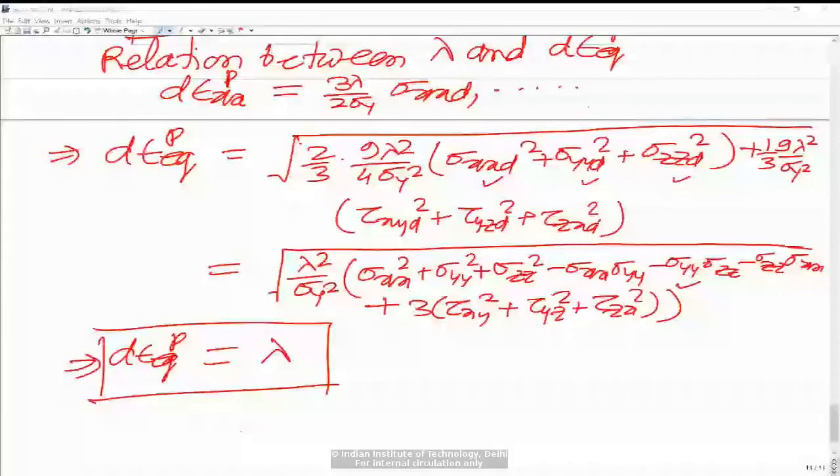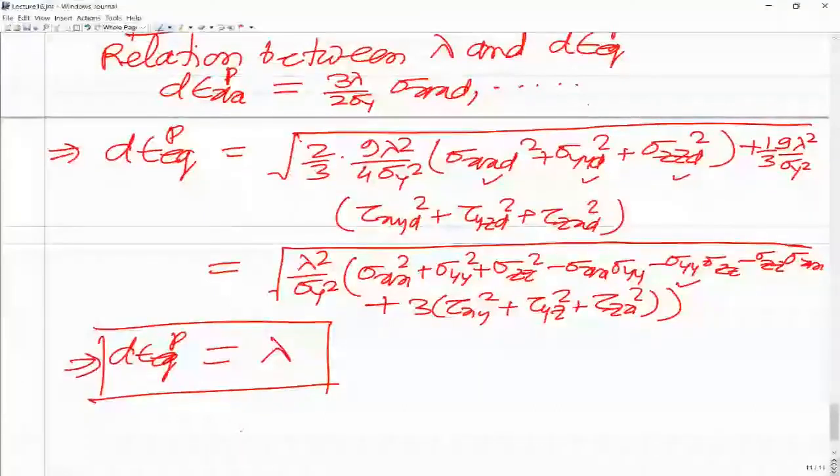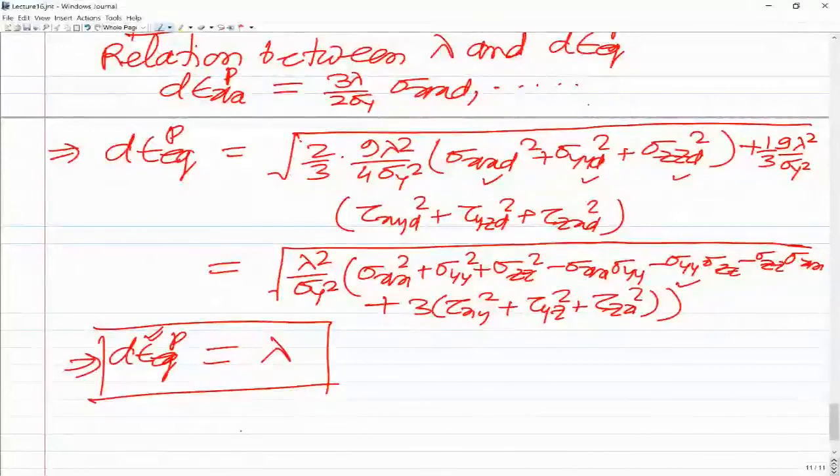So finally you can say the plastic multiplier lambda in the flow rule is actually the equivalent incremental plastic strain, as we see here. So lambda is nothing but the equivalent incremental plastic strain d epsilon eqp. So that's the definition of lambda.